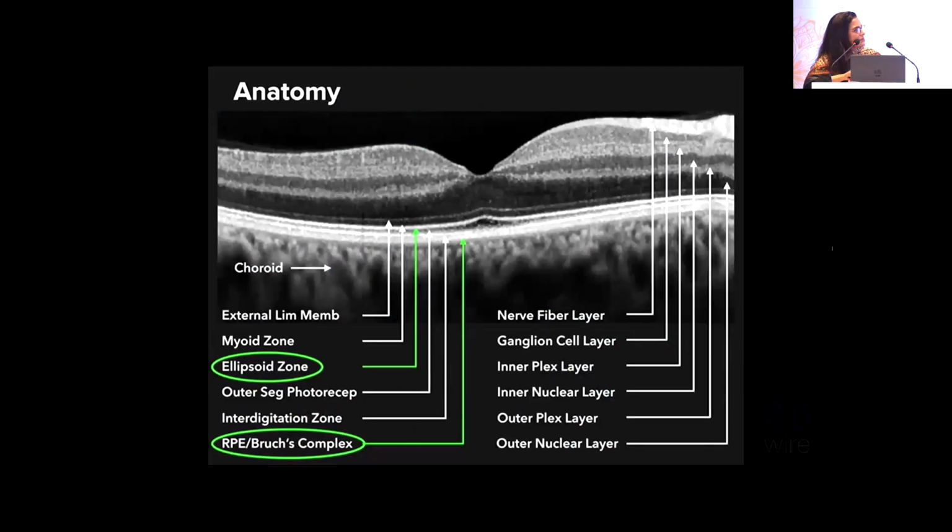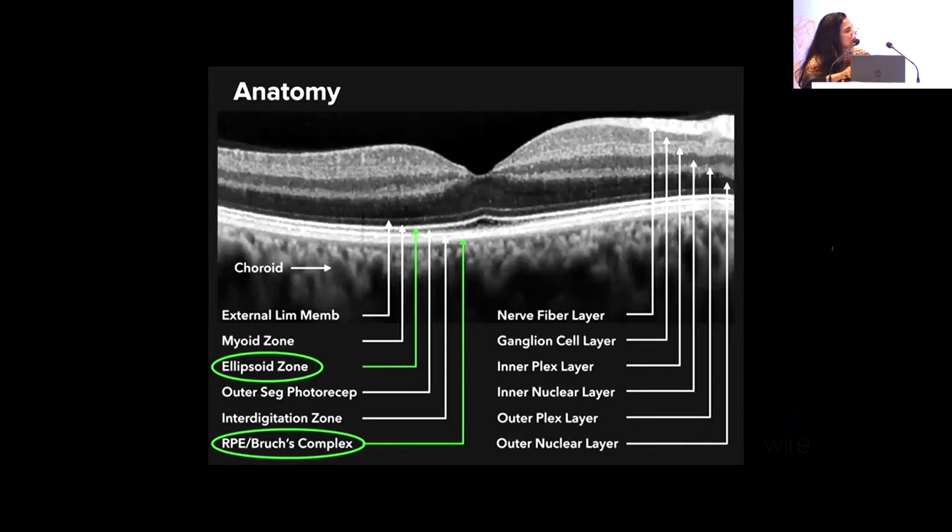So once more I'll come to the anatomy and explain the layers to you. If you start from here, this is the choroid. This is the retinal pigment epithelium. This is the ellipsoid zone that I just mentioned, and this is the most important to us, and this would prognosticate the vision of the patient. This is the external limiting membrane.